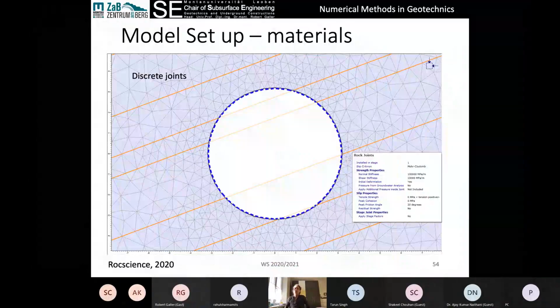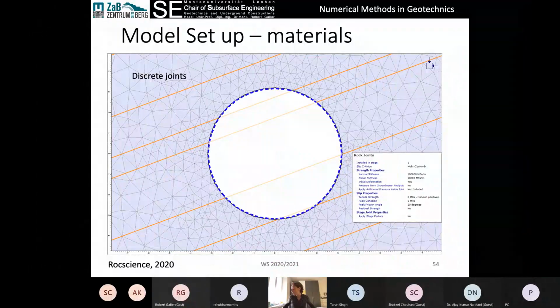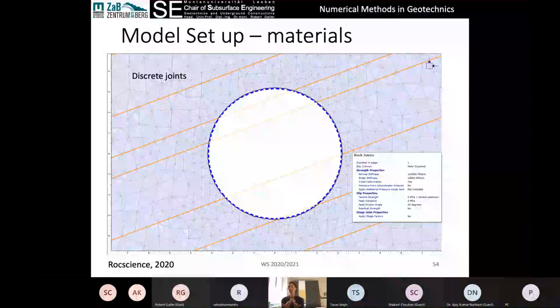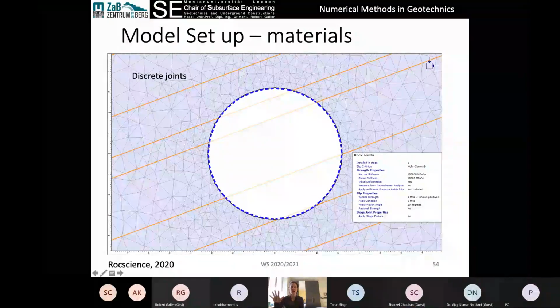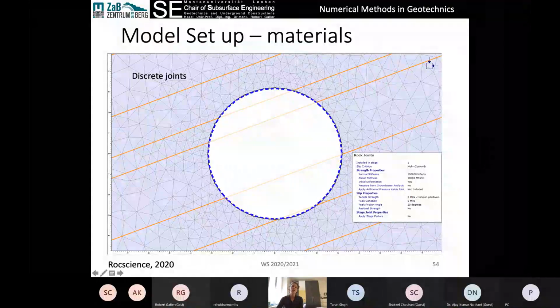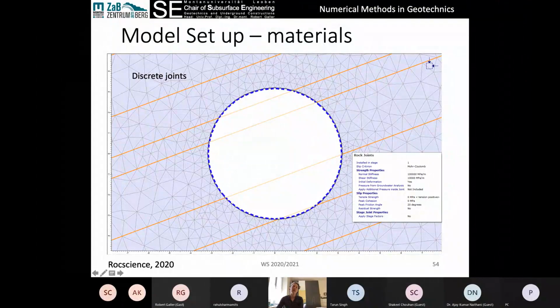All right, so the next decision we need to make then is our materials. How are we going to represent our materials in the model? Normally we'll have some sort of geological model, geotechnical model that tells us where different materials are, and we have to make decisions then. This, for example, is a bedded material, so sandstone, siltstone beds, with the bedding planes here modeled as discrete joints. So this is a continuum model. This is a finite element continuum model, but it allows discrete joints. So we can model the bedding planes as joints. And then inside here, we can have this as sandstone. We can have this as siltstone.